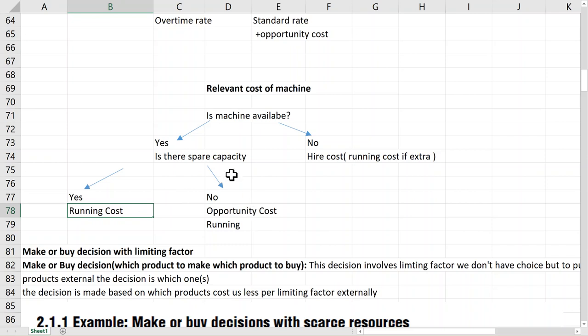Is there any spare capacity available? No. Then it means that we have to take the machine from another job where we are earning contribution, so the contribution from that plus the running cost.